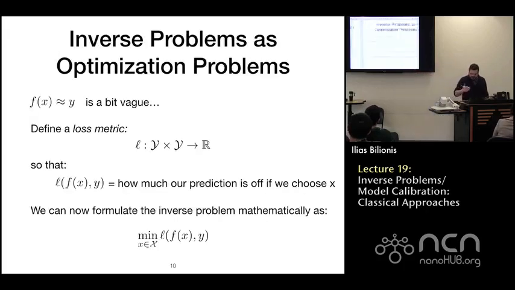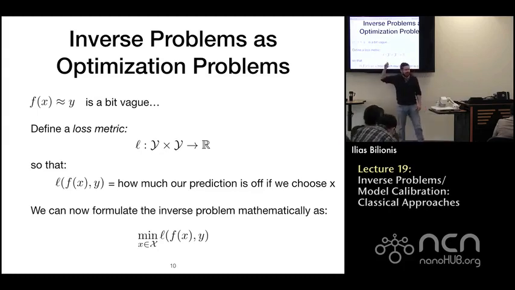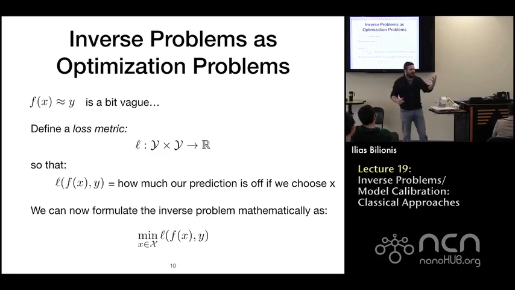Okay? So let's turn it into a problem that we can actually solve. And this is the classic formulation of inverse problems. So f of x is approximately y is very vague. So what we're going to do is define a loss metric. A loss metric is basically a function that tells us how much our prediction is off if we choose x. Right? So it tells you that if you choose x, this is what you predict, this is how it compares to your actual experimental data. Okay, this is how much off you are.